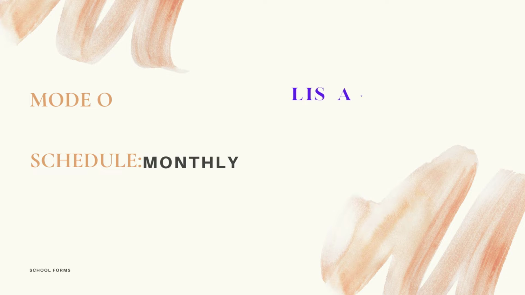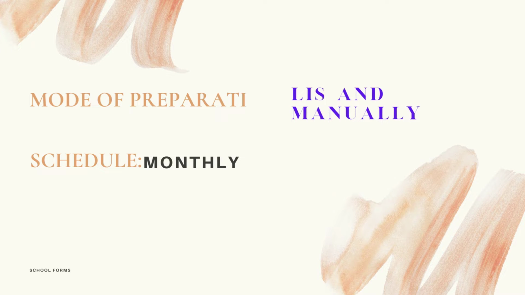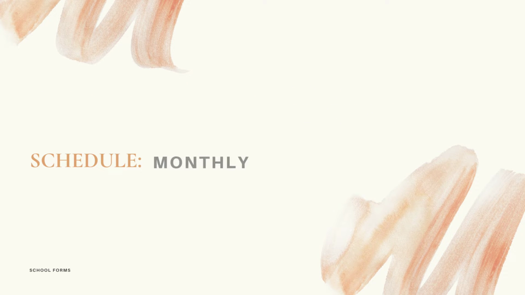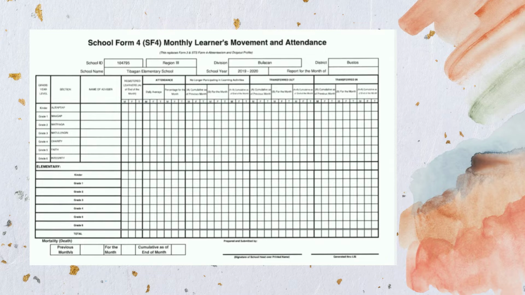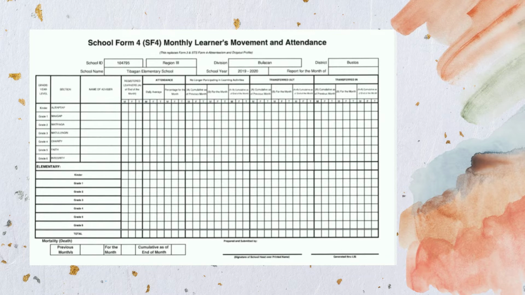Mode of preparation: through LIS and manually. Through LIS, you can download the template with the enrolled sections per grade level. The active status, monthly in and out, transferred in and out of the students is encoded monthly by the school statistician. Sample template of SF4 or the summary of SF2.